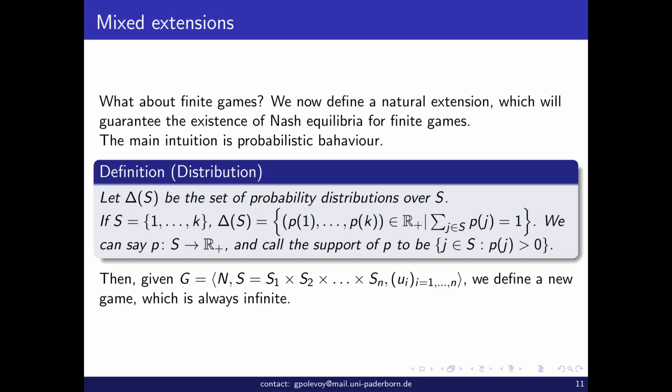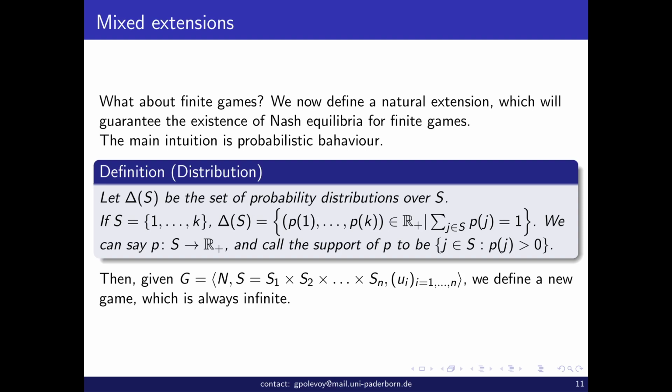Such a distribution can be seen as a function. Since it gives some probability to each one of the elements of S, it can be seen as a function from S to R plus. And we call the support of P the elements which get strictly positive value, or in this sense, probability. Of course, you can check that this satisfies all the probability axioms. And we call the support the set of all the strategies, or all the elements of this set, which have non-negative probability. So all the elements who play here, so to speak, are called the support of this distribution.